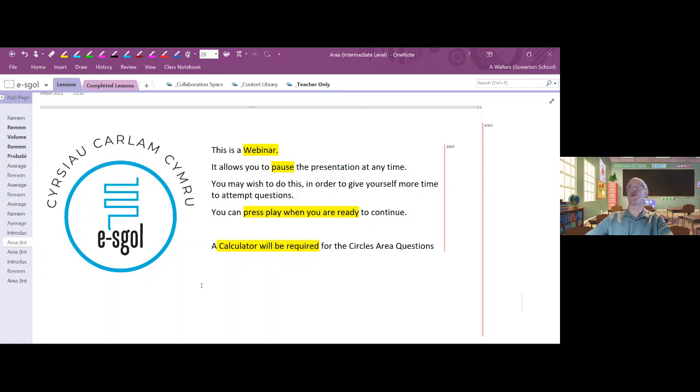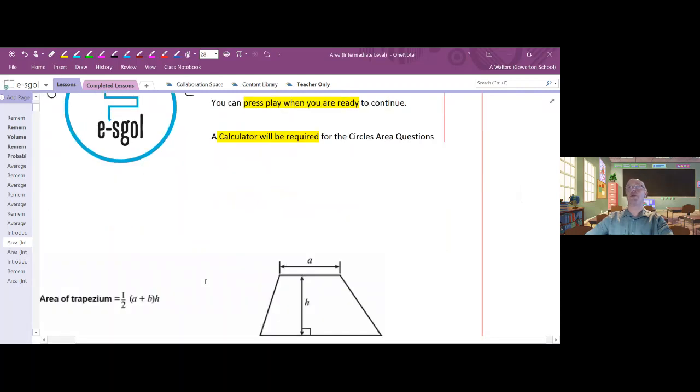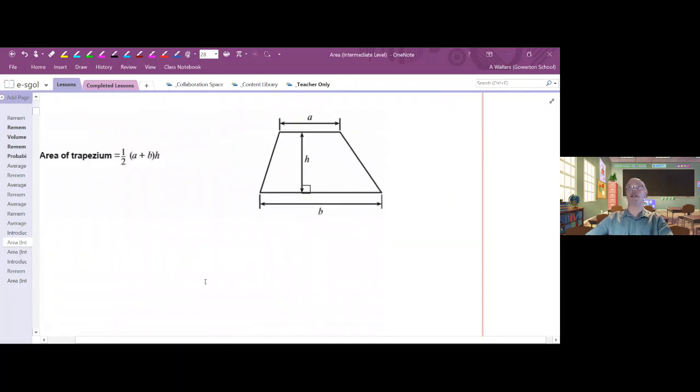Thank you very much, Mr. Jones. Today we're going to be looking first of all at trapeziums, area of trapeziums. Now you should know that this formula is given to you, it's provided for you in all of the numeracy and maths exams.